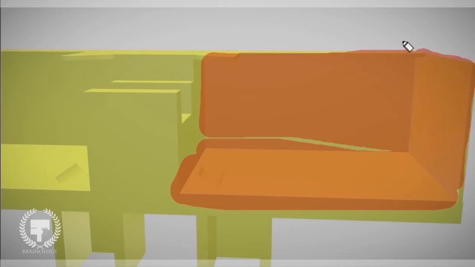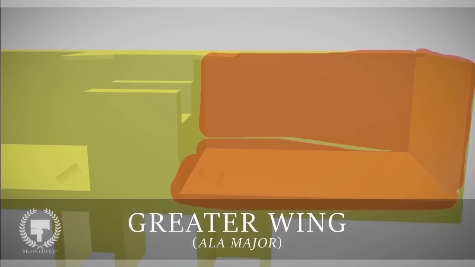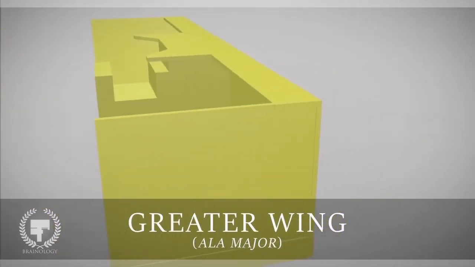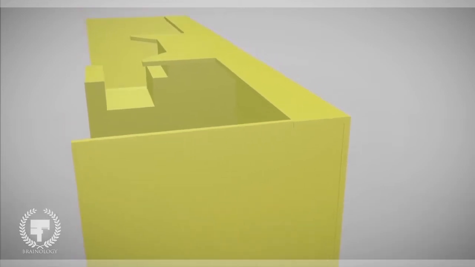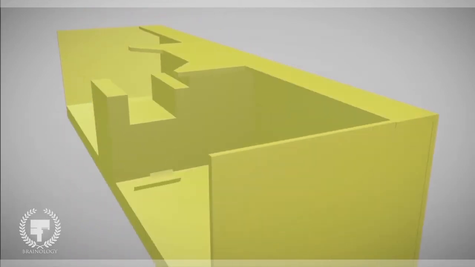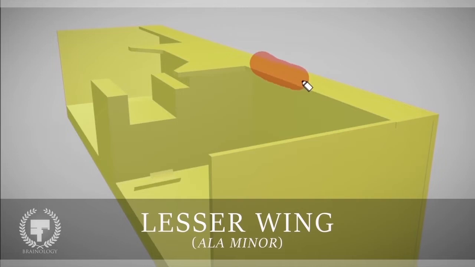All of these pieces together are referred to as the greater wing of the sphenoid bone. So if there is a greater wing, we need to have a lesser wing as well. The lesser wing is this tiny piece of the roof of our elongated box, this piece here. So the short piece of the roof of our box is the lesser wing of the sphenoid bone.